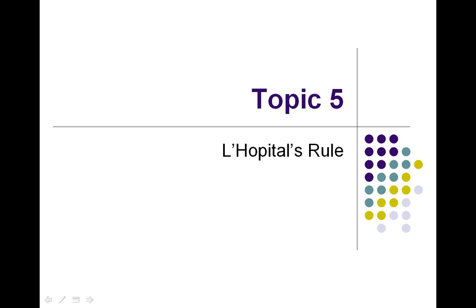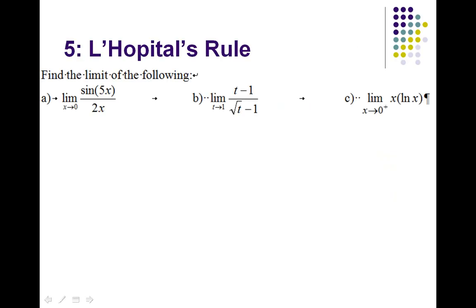SIG test topic number 5 is L'Hopital's rule. So here are 3 different examples. The first couple are just a really basic type. So remember, L'Hopital's rule gets applied when we get an indeterminate form, like 0 over 0 or infinity over infinity.